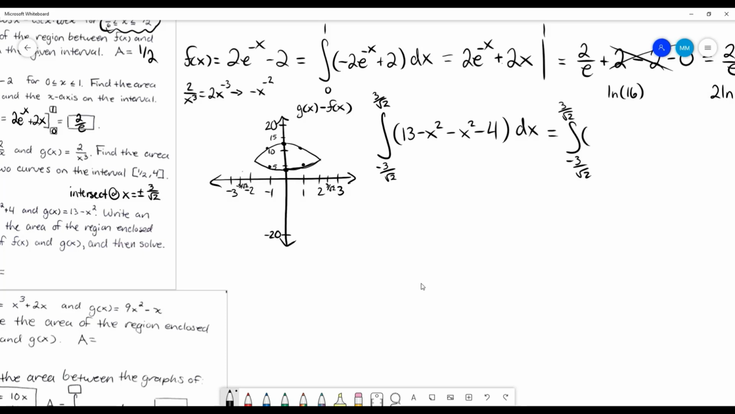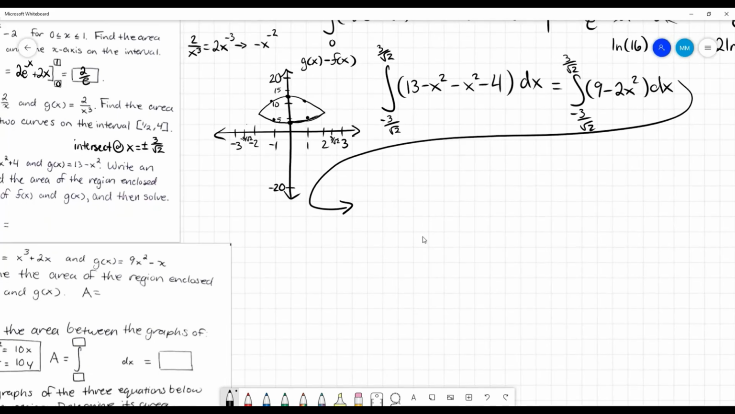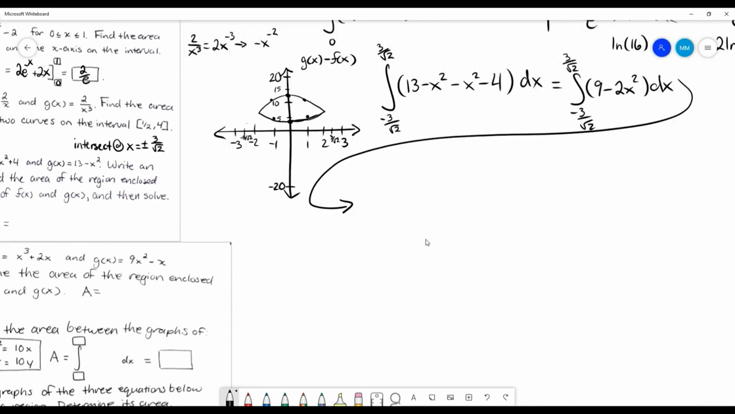Because now that is 13 minus 4, which is 9 minus 2x squared. And now I'm going to bring that down here. So I know the integral of 9 is going to be 9x. Now the integral of x squared is going to be 1/3 x cubed. So it's going to be negative 2 times 1/3 x cubed. And then we evaluate it on our bounds. And once we do this, we'll be done.